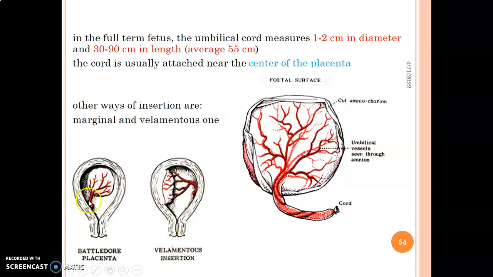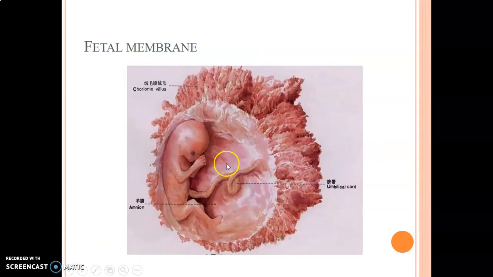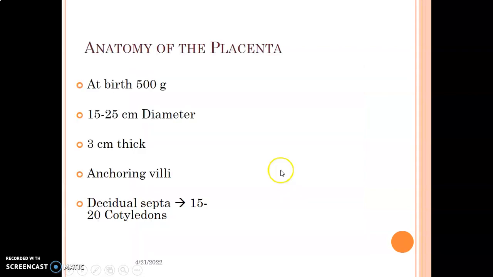What do we mean? You can see in this placenta, the umbilical vessels touch the placenta before they branch. Even in this one, they touch the surface of the placenta before the branching. But in velamentous, the cord is here, it gives branches, so it's the branches that actually get to the placenta. So this is your umbilical cord, connecting the fetus to the fetal part of the placenta.